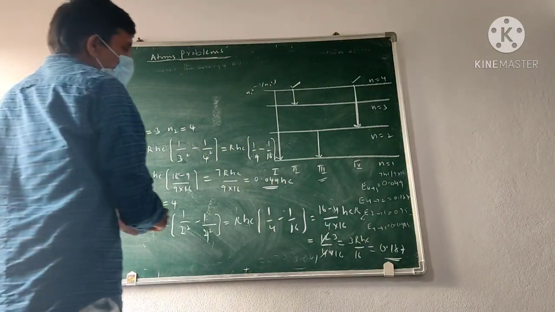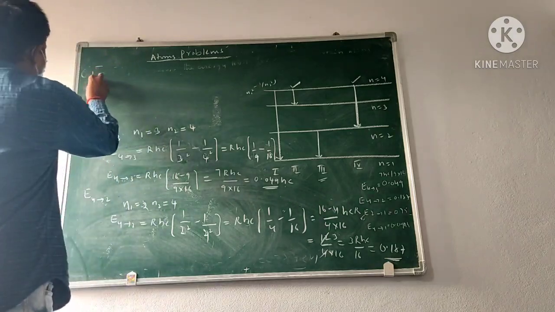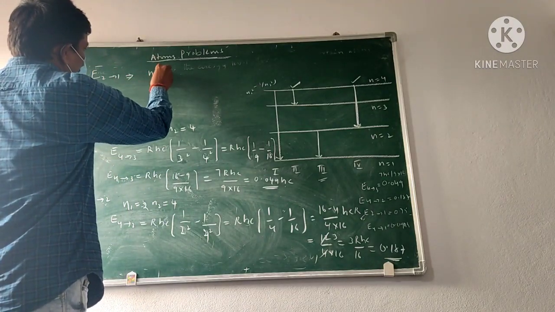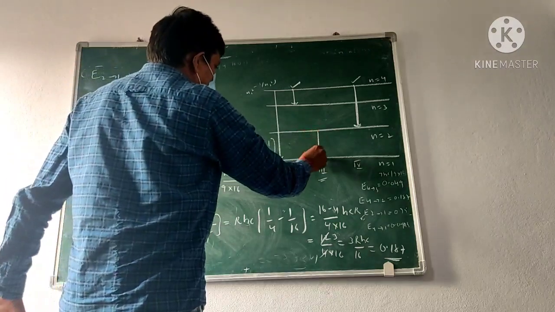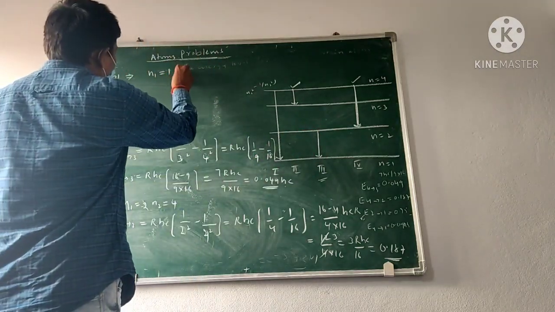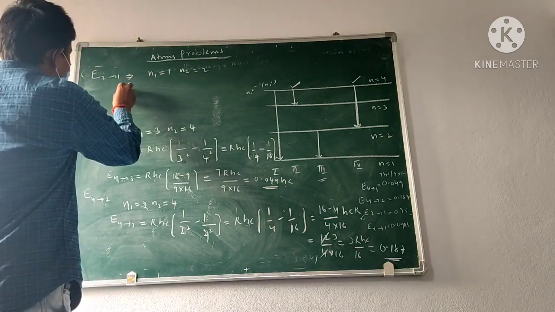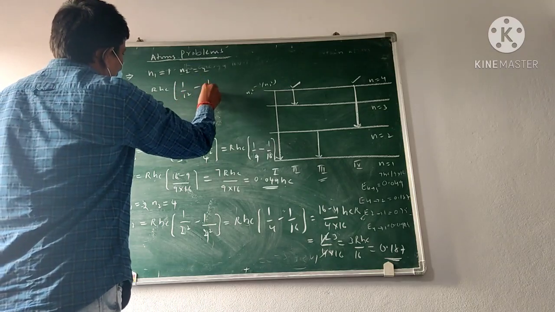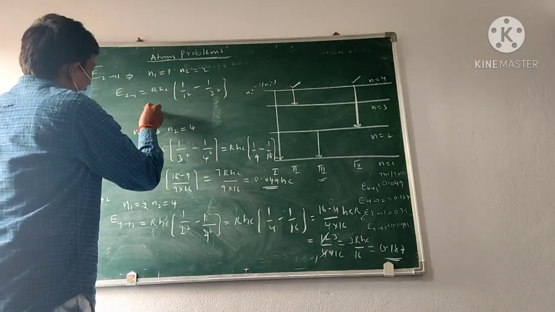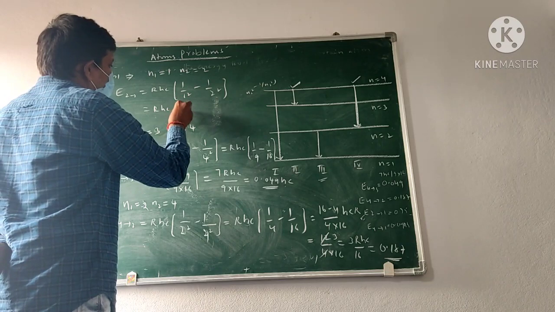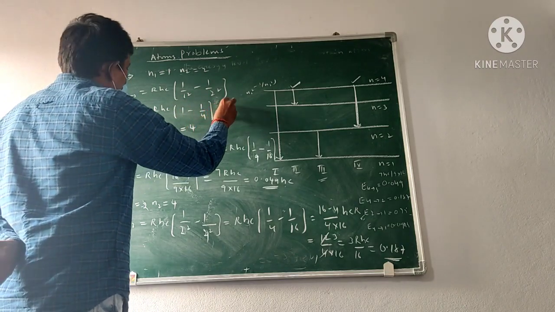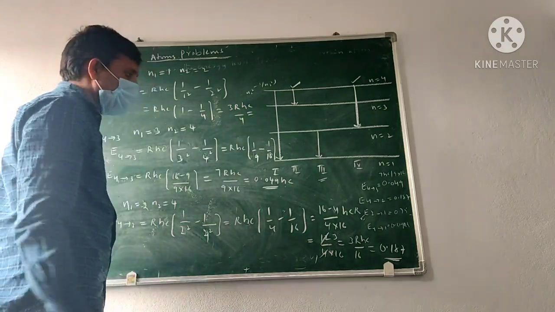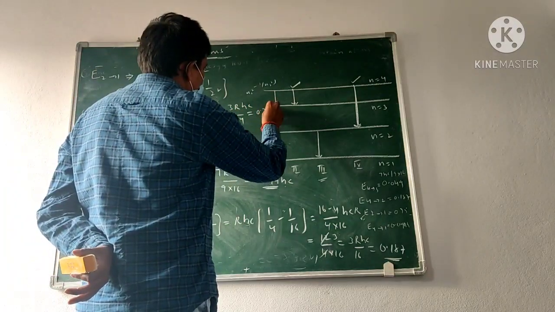The next one is E from 2 to 1. In this case, n1 is equal to 1 and n2 is equal to 2. Using this relation, RHC (1/1² − 1/2²) is equal to RHC (1 − 1/4), which is equal to 3RHC/4. That should be equal to 0.75.